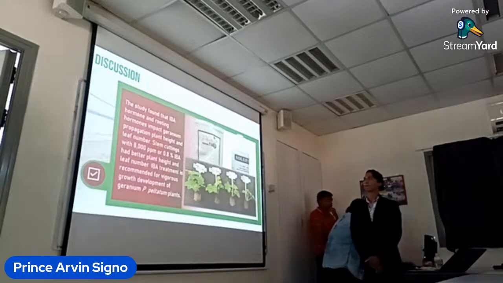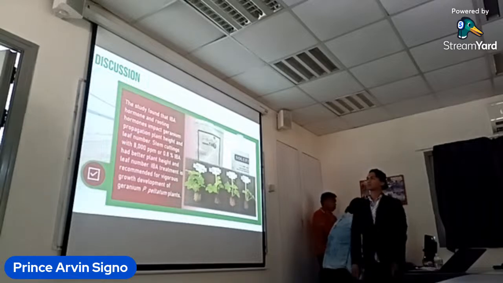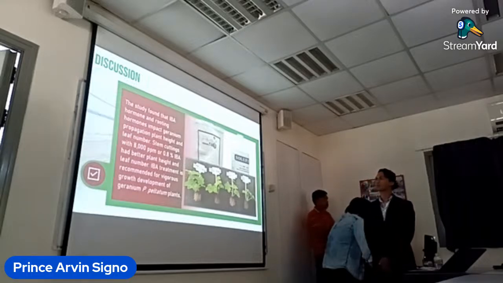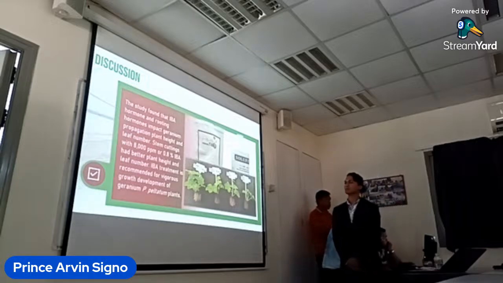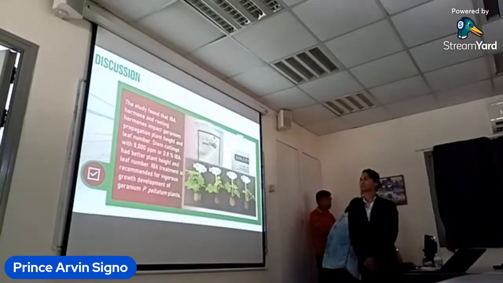The study found that IBA and rooting hormones impact geranium propagation, plant height, and leaf number. Stem cuttings with 8000 ppm or 0.8% IBA had better plant height and leaf number. IBA treatment is recommended for vigorous growth and development of geranium peltatum plants.